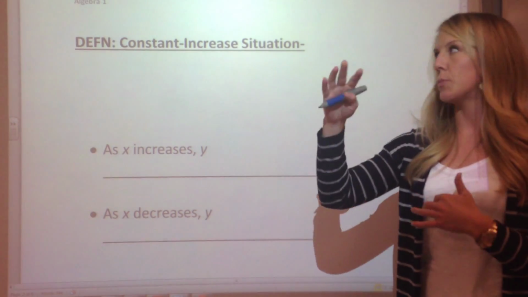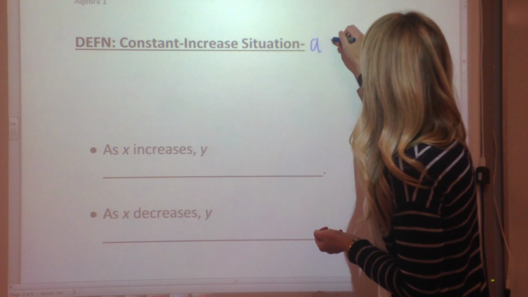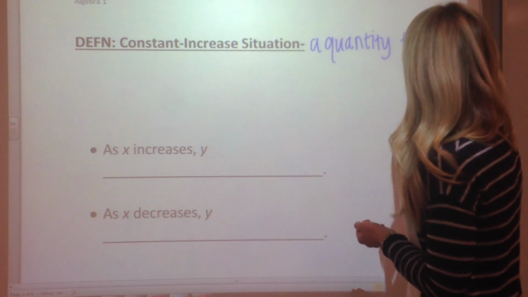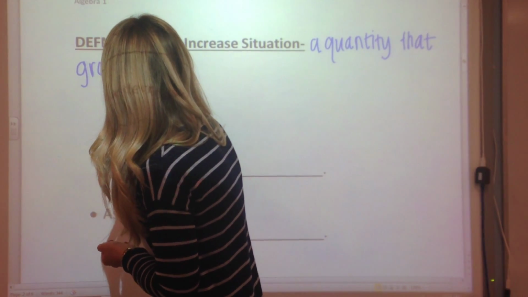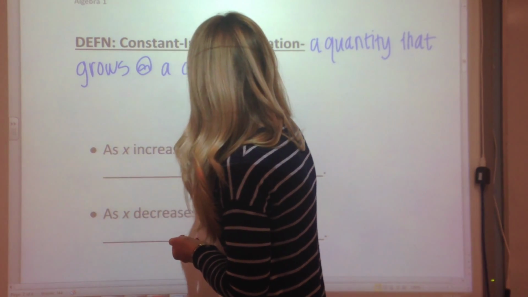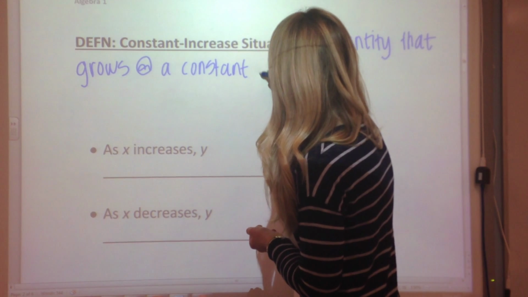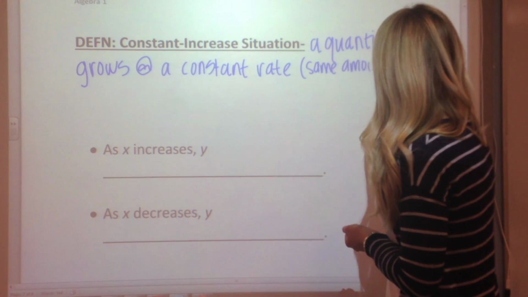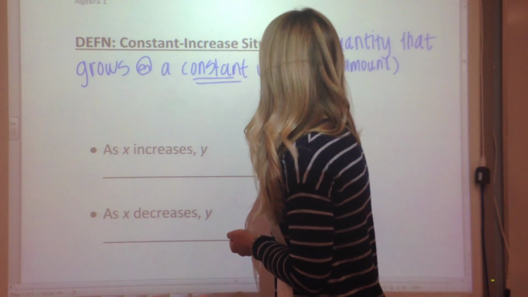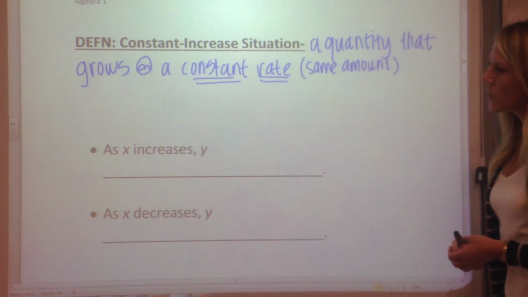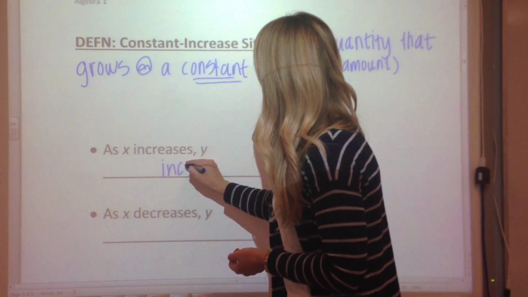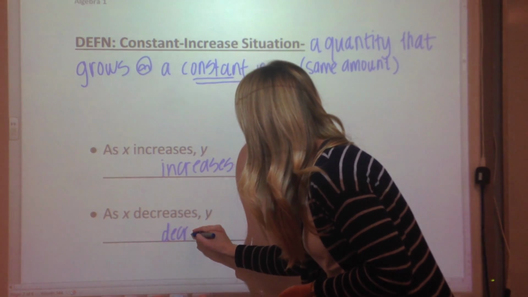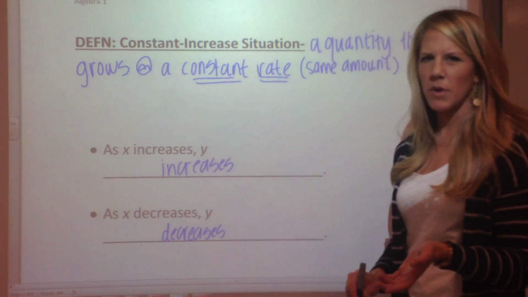That word increase: grow, gets bigger. So a constant increase situation is a quantity that increases or grows at a constant rate. So when we say constant rate, we just mean the exact same amount. But again, there's that word constant, exact same amount. So as x increases, y also increases. And as x decreases, y decreases. So what do I mean by that and what does that look like?